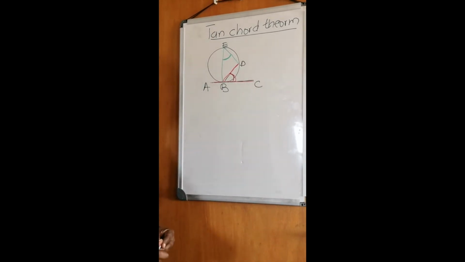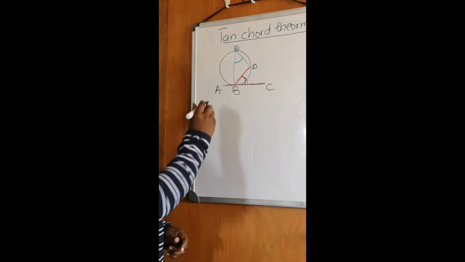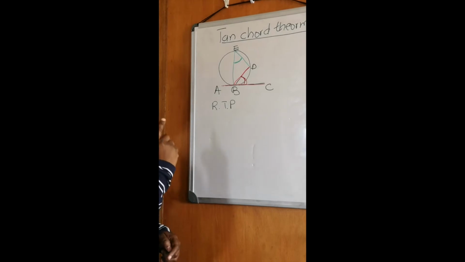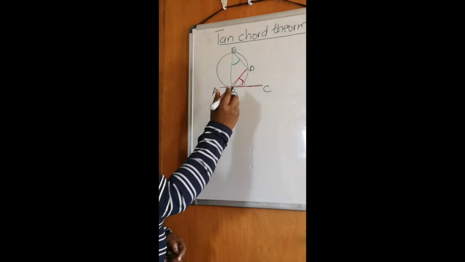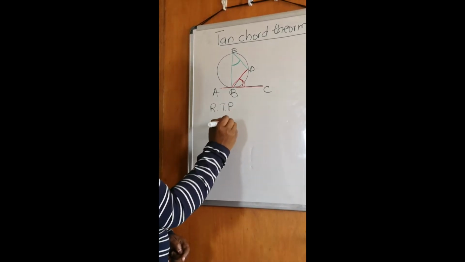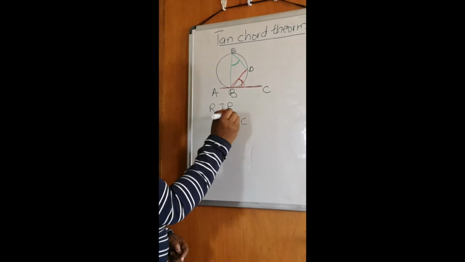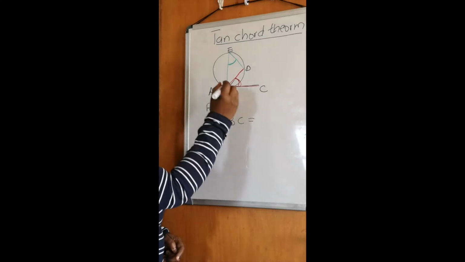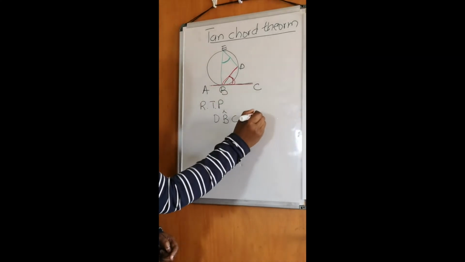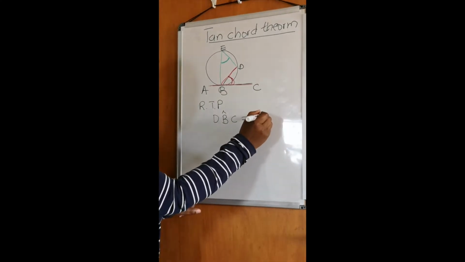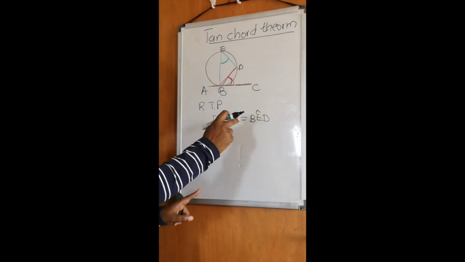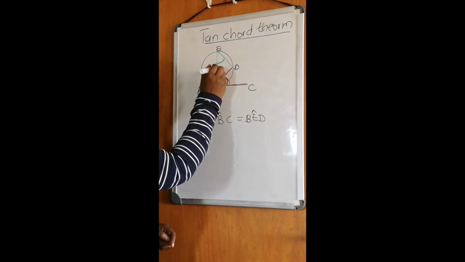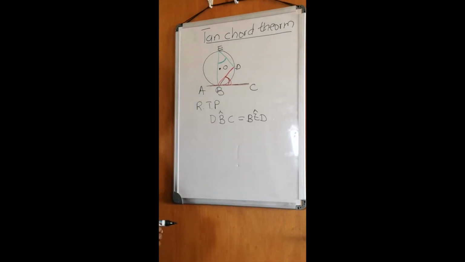Every time you are proving a theorem, you must write what you are required to prove. In this question, you are required to prove that angle DBC, the angle formed between the tangent and the chord, is equal to angle BED. This is what you are required to prove. You are also going to be given a center O.